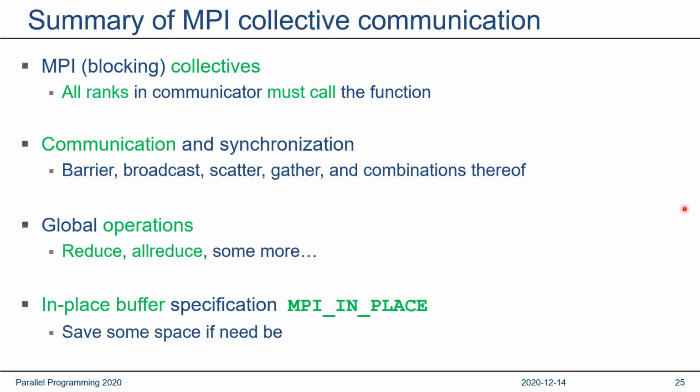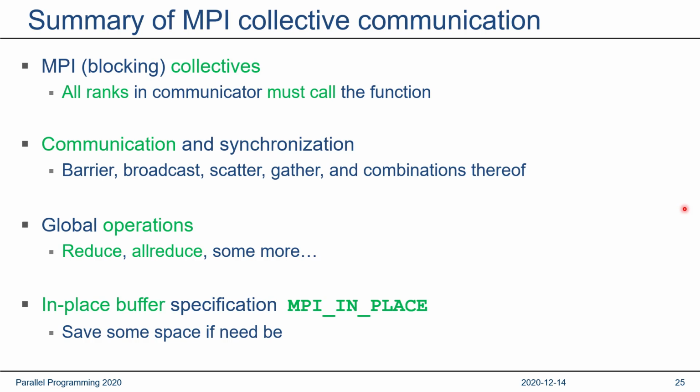This concludes our coverage of simple MPI collective communication. Of course, there's always more to say, but this is the basic set that you should know about. So let's wrap it up. MPI blocking collectives mean that all ranks in a communicator must call the function and they cannot interfere with point-to-point communication. There are communication and synchronization primitives like barrier, broadcast, scatter-gather, and combinations thereof.